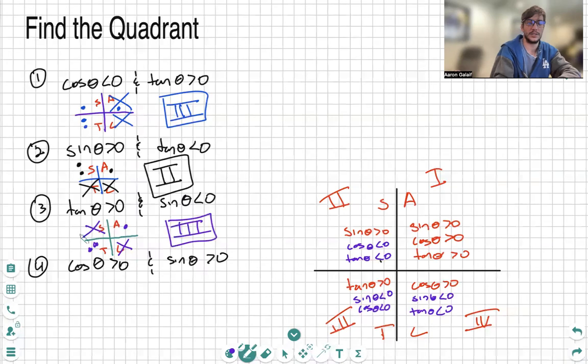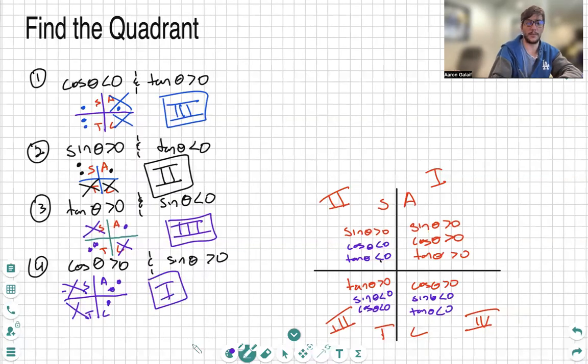Beautiful. Next, we're going to go down to number 4. Number 4, we see cosine is positive and sine is positive. So All Students Take Calculus. Cosine is positive here and here. We cross off the other two. Sine is positive also in the first one amongst the ones not crossed off. Thus, we are in the first quadrant.